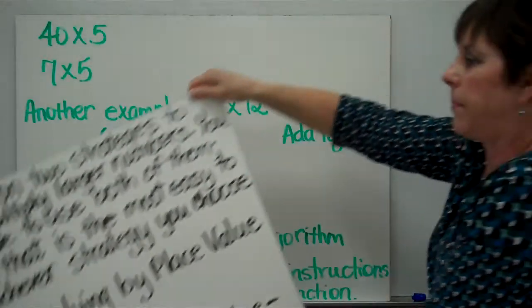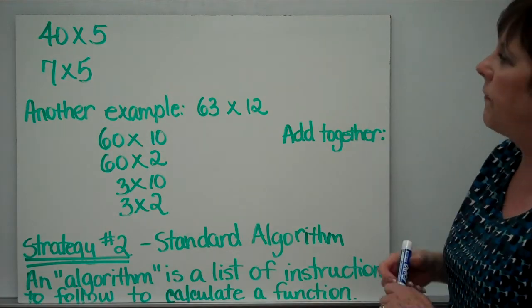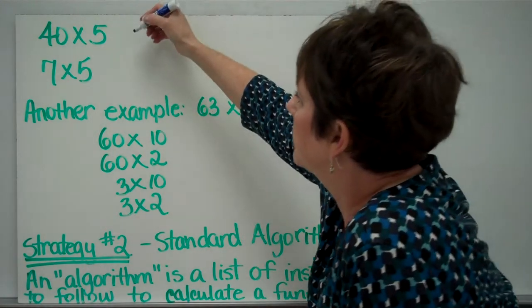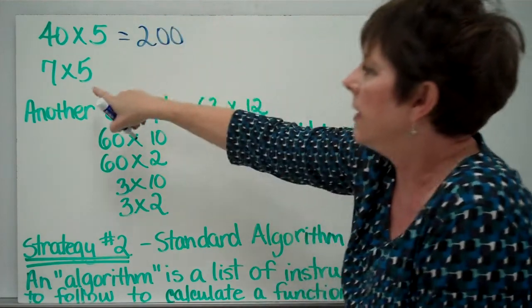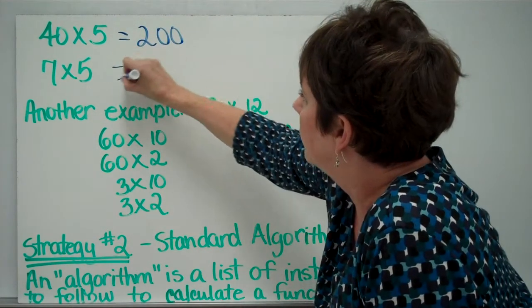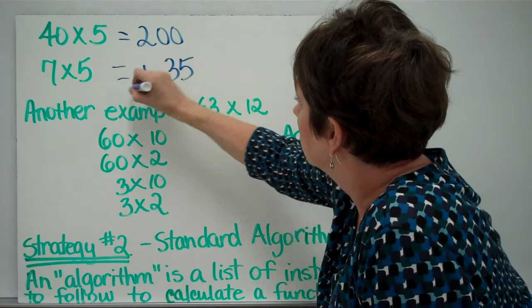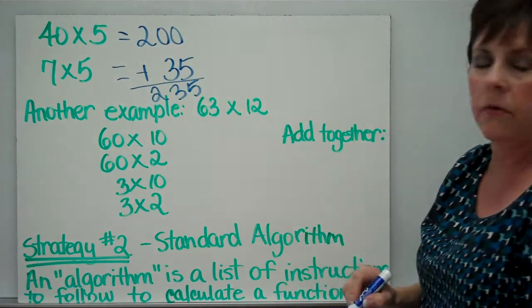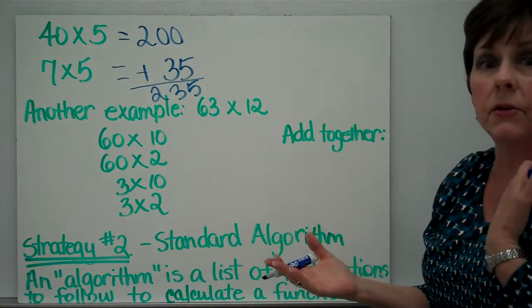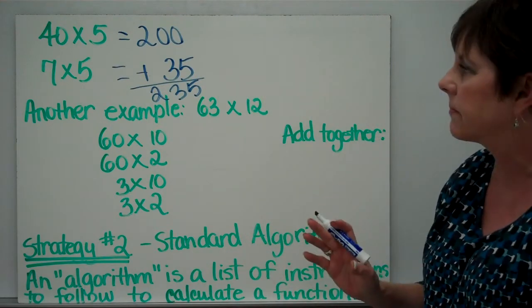Here's the example of the place value strategy. For example, you would have 40 times 5, which is 200. Then you would have 7 times 5, which is 35. Add it together, and you would get 235 as your answer. That was really easy to do. Some students love that. It's very easy, makes sense.